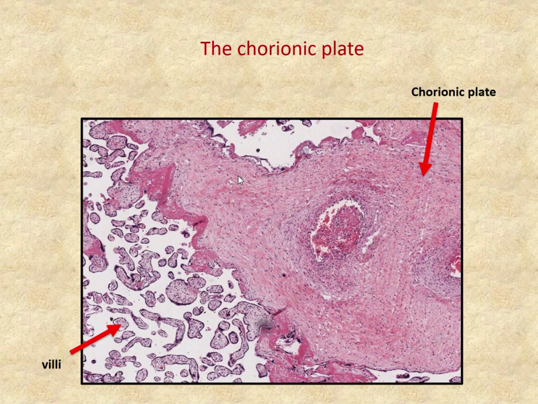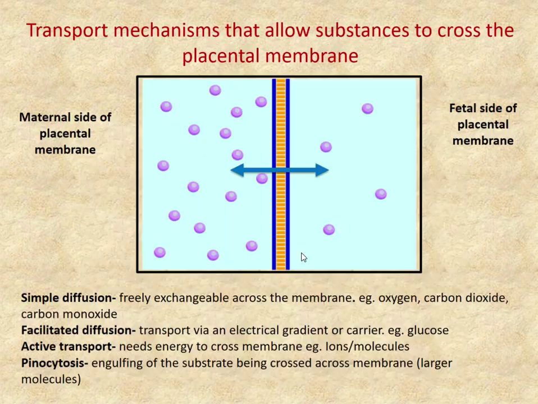This is what the chorionic plate looks like in histologic section. You can see the little villi that I was showing you earlier. This is a much lower magnification. And here you can see how large the chorionic plate is and how large the blood vessels are inside. It's just a little accent there.